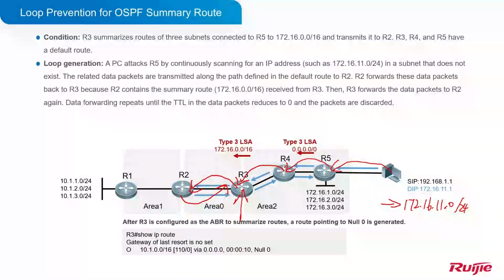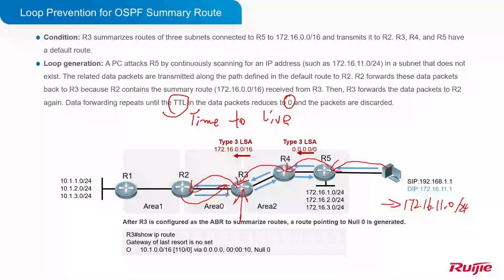So what happens next? We know that in the packet at the network layer, we have one parameter called TTL, time to live. It means how long your packet can live. So when the value of the TTL is 0, it means the packet is dead.